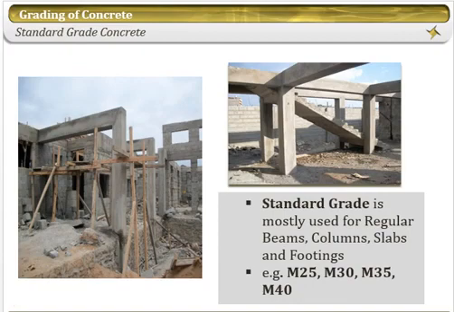Second is standard grade concrete. Standard grade concrete is mostly used in regular beams, columns, and slabs. If we design our own house or bungalow, or some apartments in local regions, not very high-rise buildings or skyscrapers, then we use ordinary or standard grade concrete like M20, M30, M35. Here also, M25 represents the mix, and 25 is its characteristic strength after 28 days.